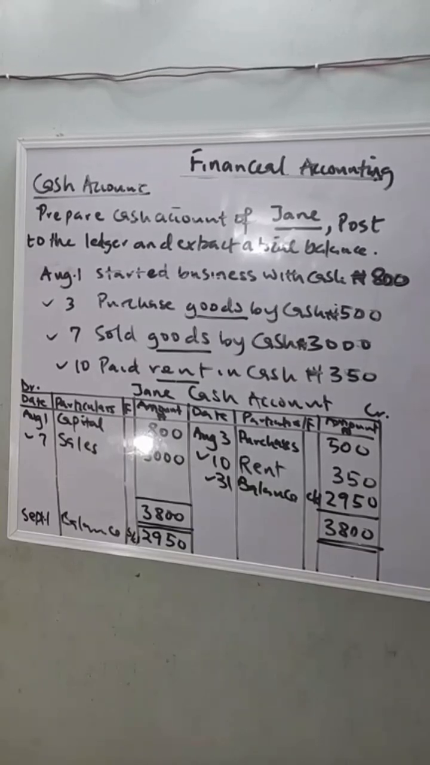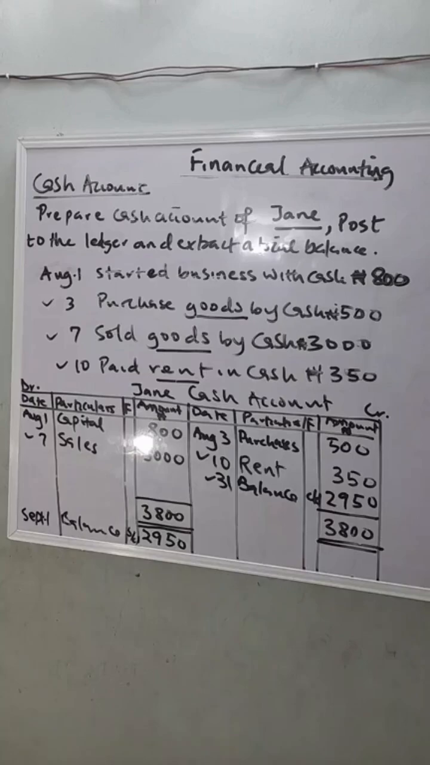This is cash book, part 2. If you look at the board, the question says, prepare cash account of Jane, post to the ledger, and extract a trial balance from August 1, August 3, August 7, August 10. Last week, we were able to prepare Jane cash account, debiting money coming in and crediting money going out. And the cash book is what you are seeing on the board.